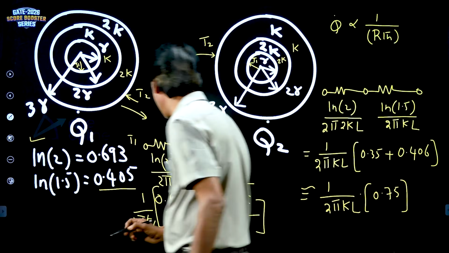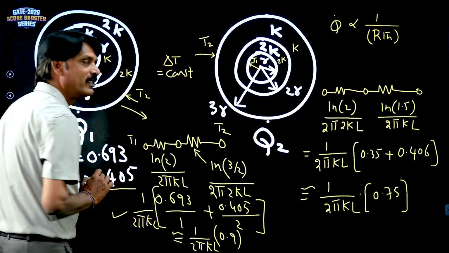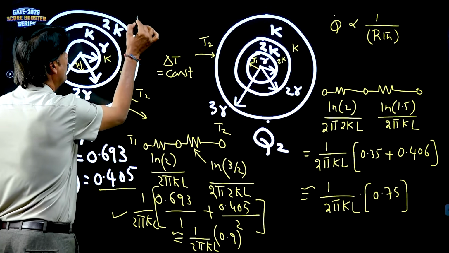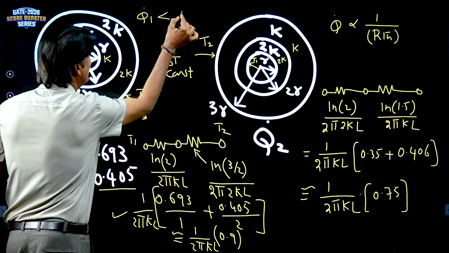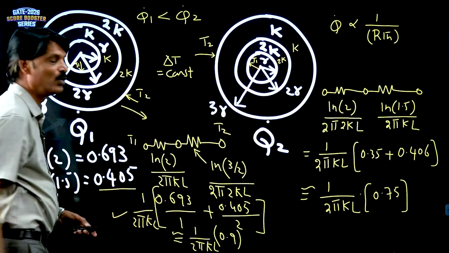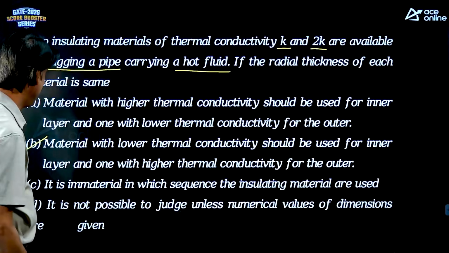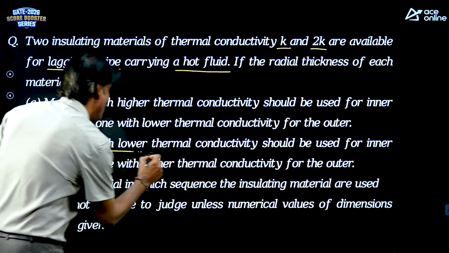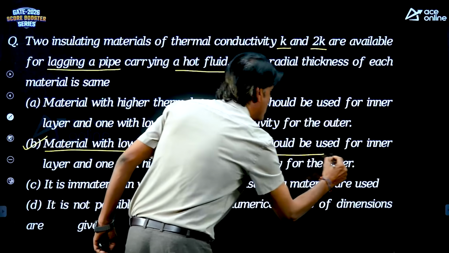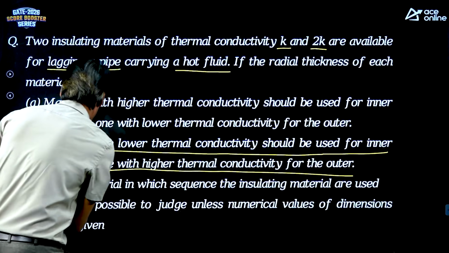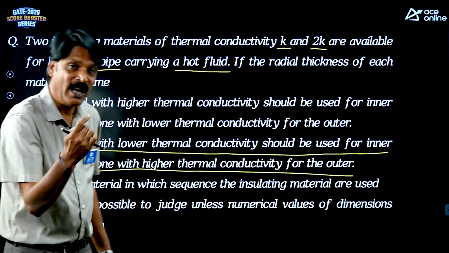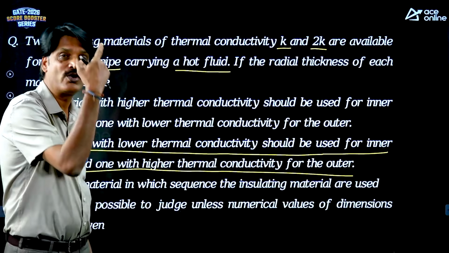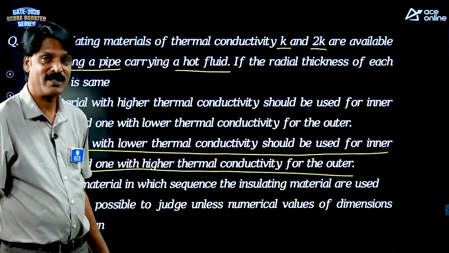As this thermal resistance is more, heat transfer in case 1 is less than heat transfer in case 2. So, the answer is that the material with low thermal conductivity should be used as the inner layer and the one with higher thermal conductivity should be used as the outer surface.